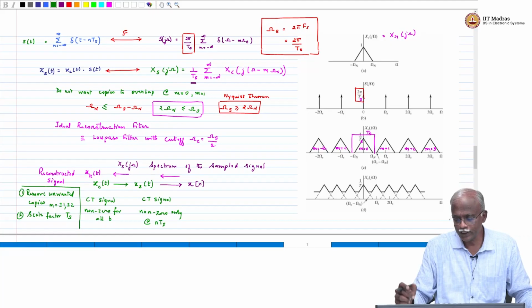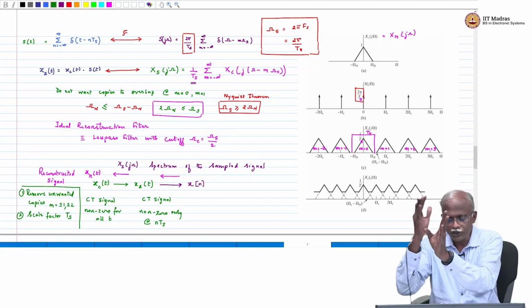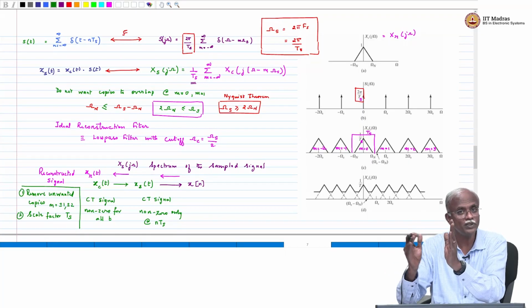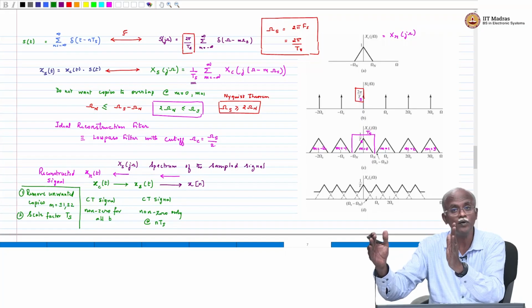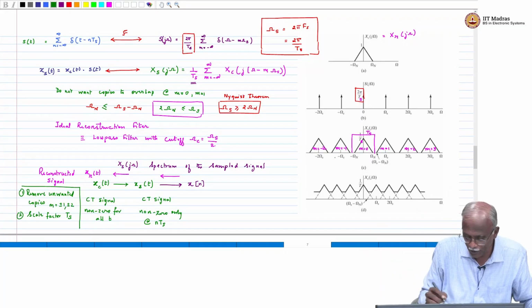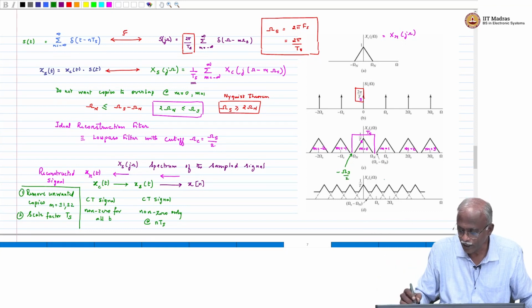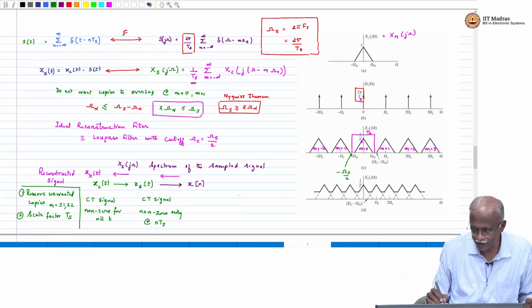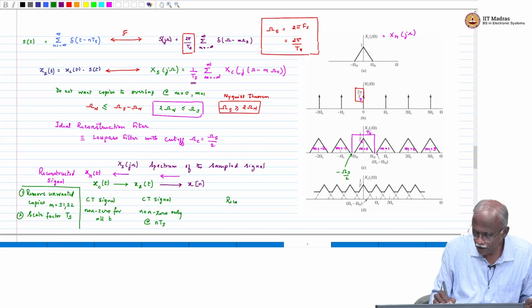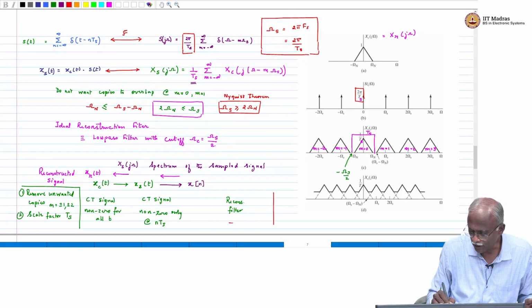Where should the cutoff be? You can say that it is exactly midway between m equal to 0 and m equal to 1. The center frequency of m equal to 0 is 0. The center frequency of m equal to 1 is omega s. What will be the midway? The midpoint for the reconstruction filter will be minus omega s by 2, and omega s by 2 on the positive side. So the reconstruction filter has the following characteristic. It is a low pass filter. It allows frequencies around omega equal to 0. It will pass all frequencies from minus omega s by 2 to omega s by 2.